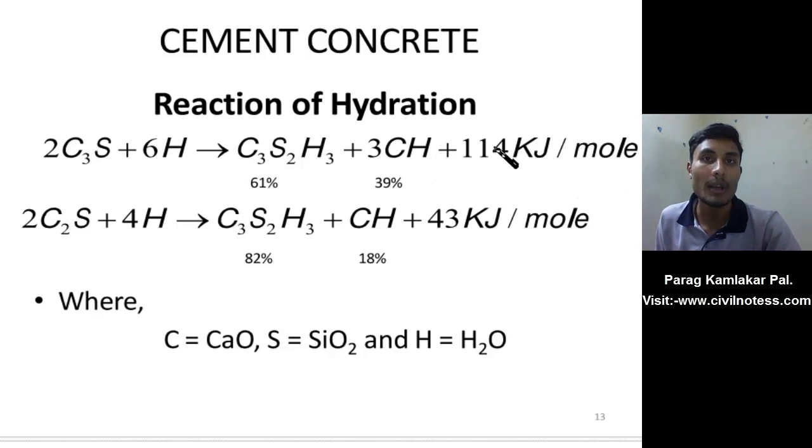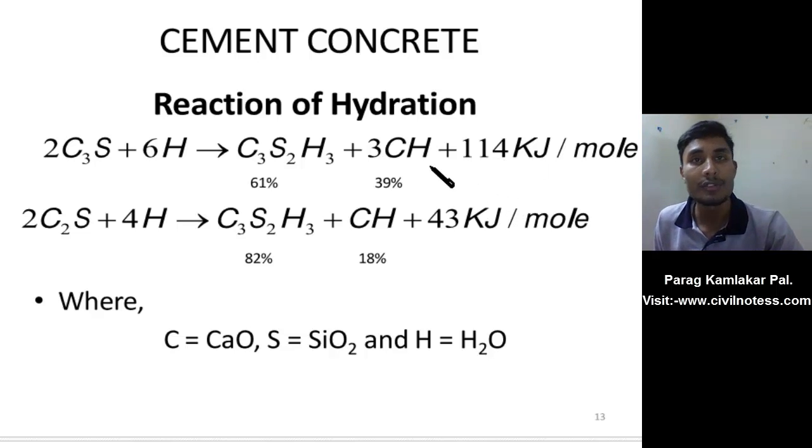This is one of the important parameters. It means that when tricalcium silicate reacts with water, 114 kilojoule per mole of heat is liberated. If we compare this with dicalcium silicate reacting with water, we can see that 43 kilojoule per mole is liberated. That means a very small amount of energy is liberated.